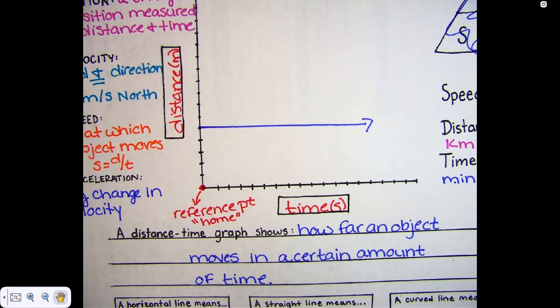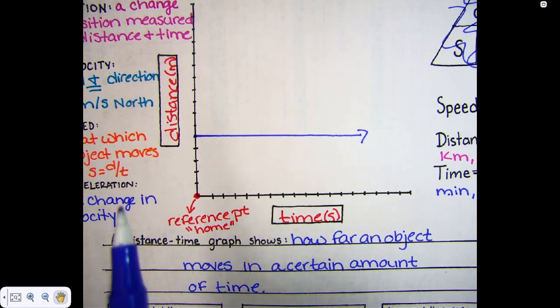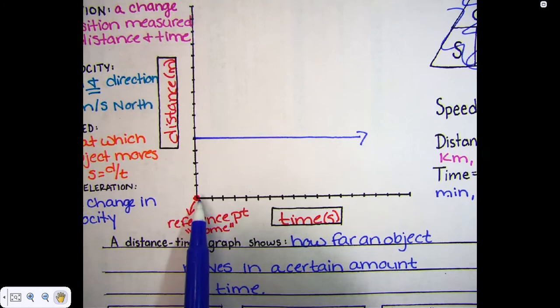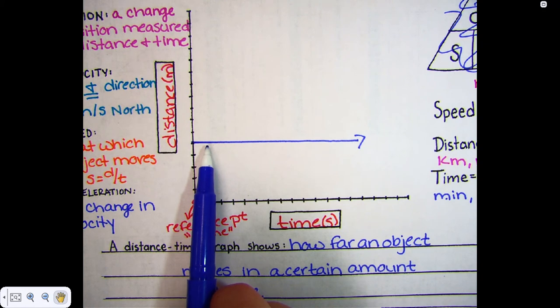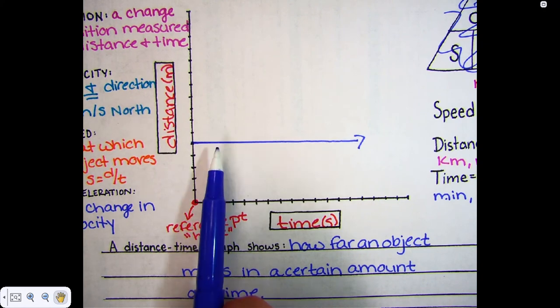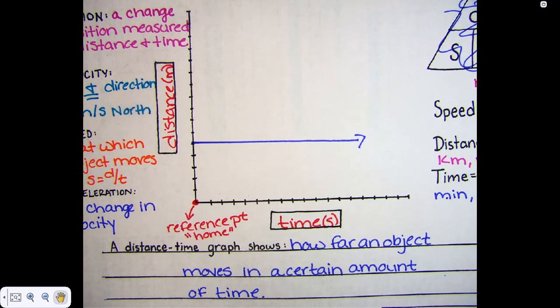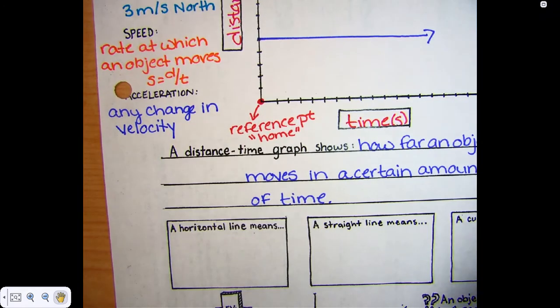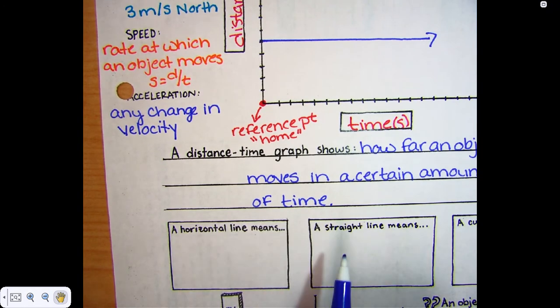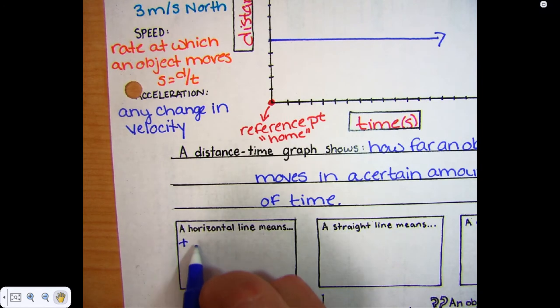Okay. The first line I'm going to draw is a horizontal line. If I look at this graph, where I drew mine, I drew mine at 5 meters, okay? At 1 second, I'm at 5 meters. At 2, I'm at 5 meters. At 3, I'm at 5 meters. At 4, I'm at 5 meters. So we should know that I'm staying at 5 meters. So what I'm going to write down where it says a horizontal line means is that I am not moving.